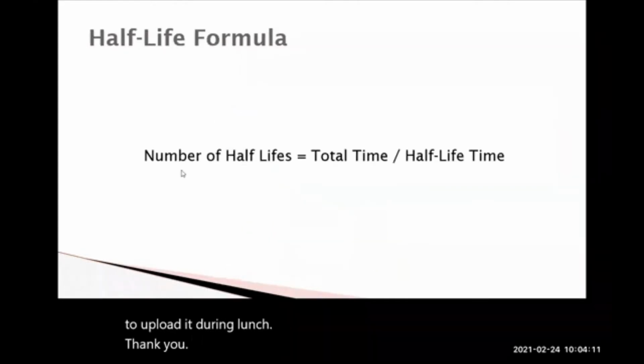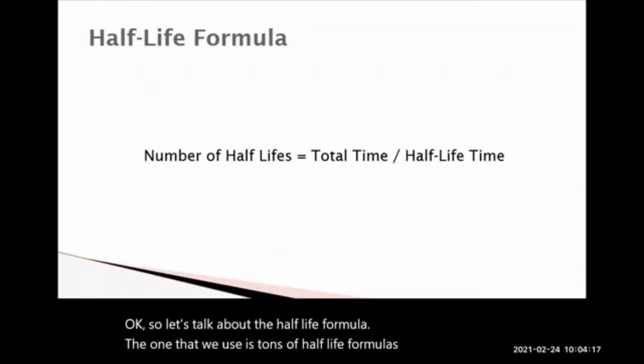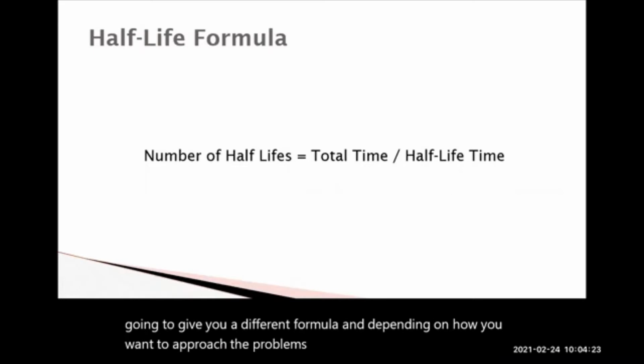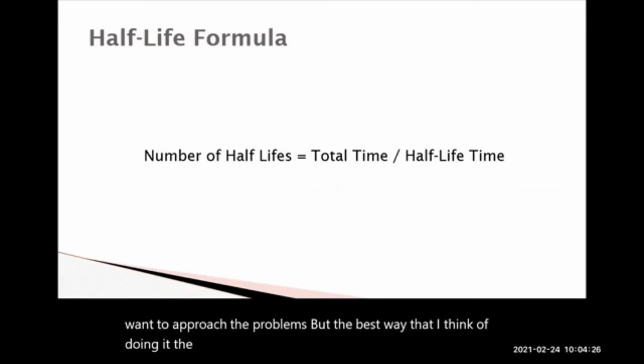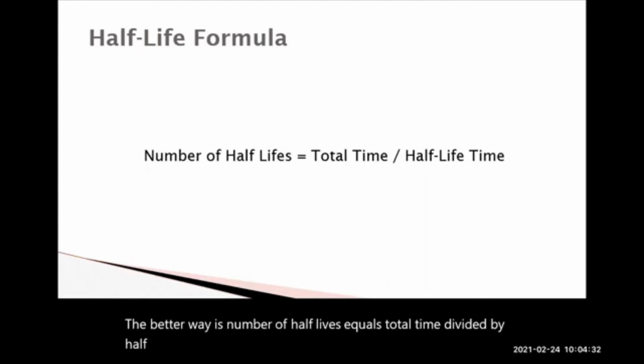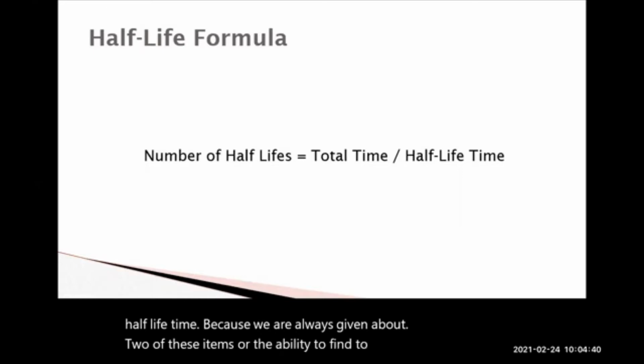Okay, so let's talk about the half-life formula, the one that we use. There are tons of half-life formulas out there, and I'm going to give you a different formula at the end, depending on how you want to approach the problems. But the better way, I think, is number of half-lives equals total time divided by half-life time, because we are always given 2 of these items, or the ability to find 2 of these items, so we can always find the third.